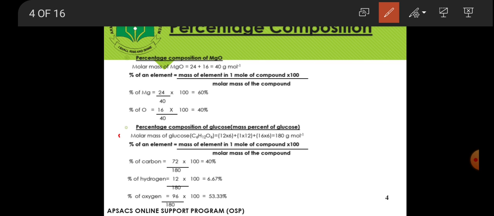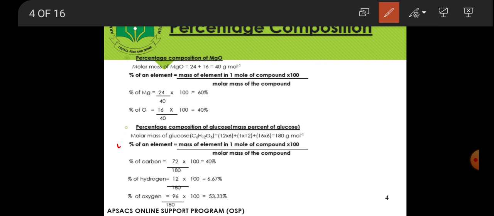So first of all, let's calculate the molar mass of glucose. The molar mass of glucose is equal to 12. 12 is the mass of carbon and there are 6 carbon atoms, so 12 multiplied by 6, plus 1. 1 is the mass of hydrogen atom multiplied by 12, as there are 12 hydrogen atoms. So 1 multiplied by 12, plus 16, the mass of oxygen atom, and there are 6 oxygen atoms, so 16 multiplied by 6. When you add these quantities, the answer will be 180 gram per mole. So this is the molar mass of glucose.